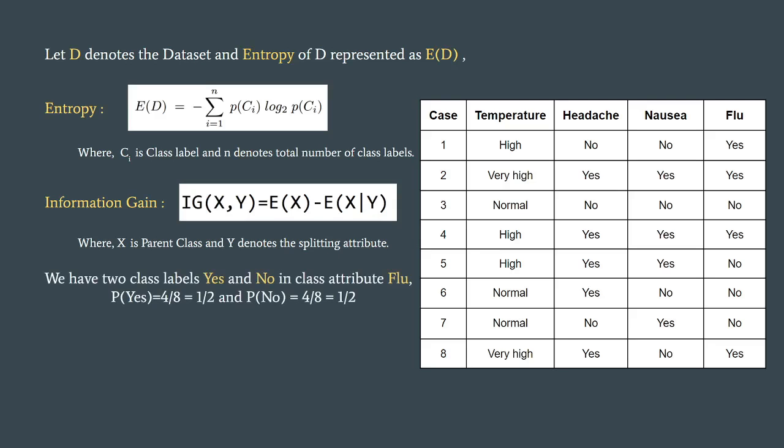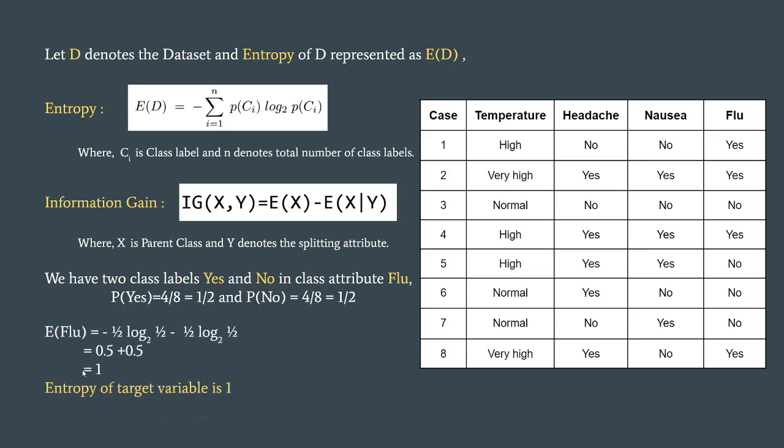For entropy for flu, we calculate probability of class yes and probability of class no. For finding probability of class yes, we count yes class in flu: 1, 2, 3, 4. We have 4 yes class out of 8 tuples. So the probability of yes is 1 by 2. Similarly, probability of no is 4 by 8, which is equal to 1 by 2.